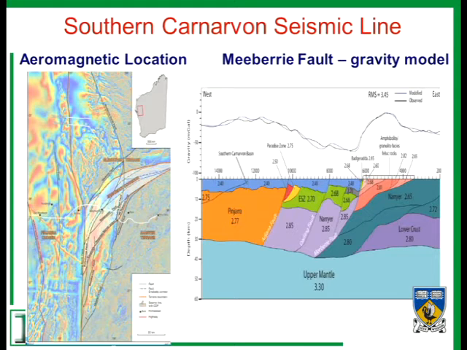And you've got this main feature there where you get the main gravity high. These other interpreted faults, it's very difficult to see very much at all in the gravity expression there. But this is a model that was published by GA of this particular, where the seismic line cuts along there.